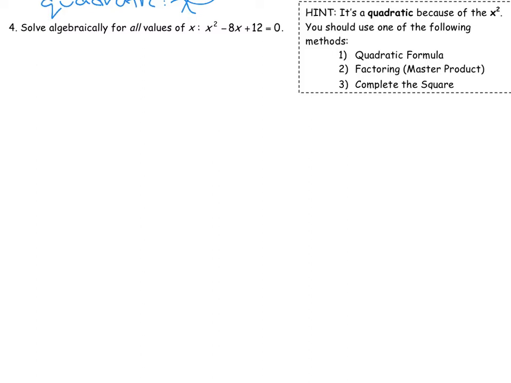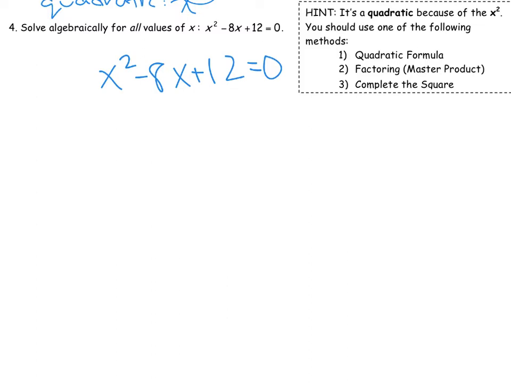Okay, because we're looking at a quadratic, because of the x squared, you must know that. To solve a quadratic, you have to set it equal to 0. So I have x squared minus 8x plus 12 equals 0. You guys have 3 ways of solving this, and I'm going to go through each one. You can fast forward or rewind, however you would prefer, but I'm going to show you how to do this with the quadratic formula, how to factor, and complete the square.